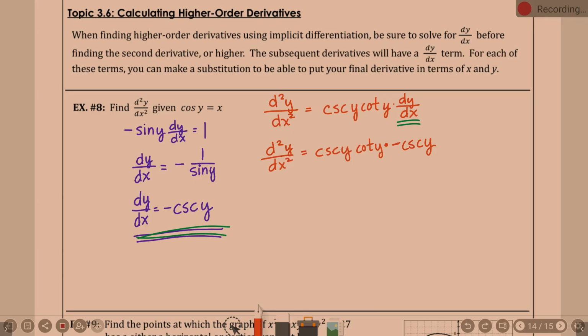You distribute if there'd be a plus sign between cosecant and cotangent. So just negative cosecant squared y cotangent y. Definitely move the negative out front. Cosecant times cosecant is cosecant squared y times the cotangent y.